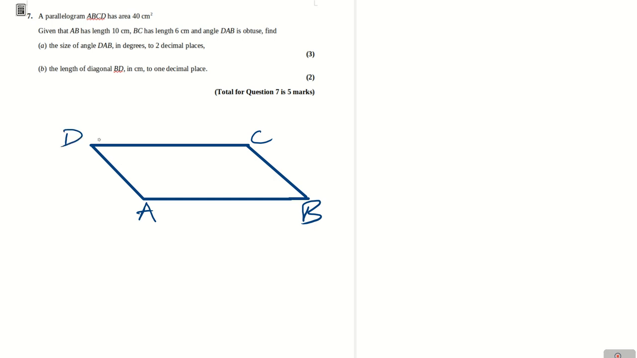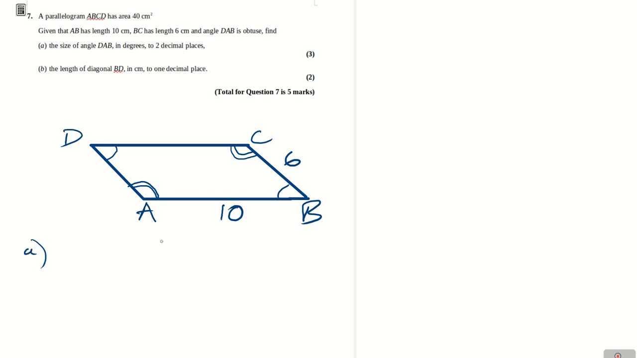and then angle DAB is this angle here, and that's obtuse, greater than 90 degrees. AB is 10 and BC is 6. So it looks something like that. And remember, that angle there is going to be the same as that angle there, and that angle there is the same as that angle there.